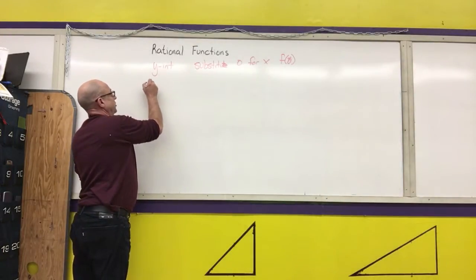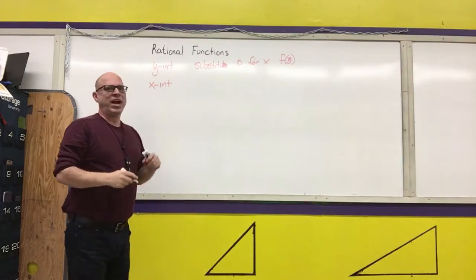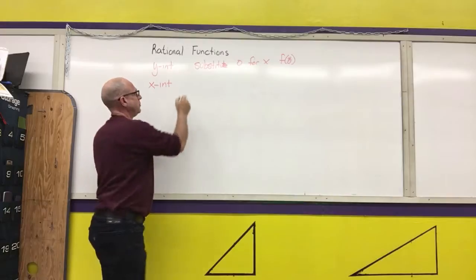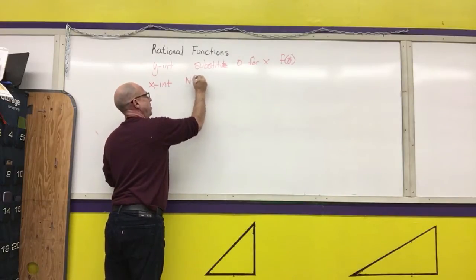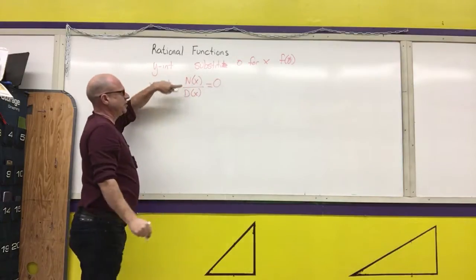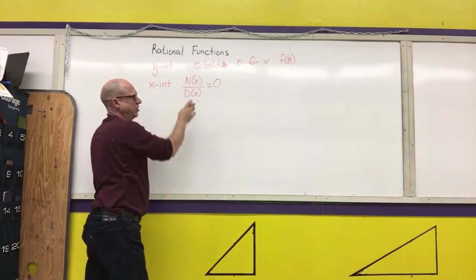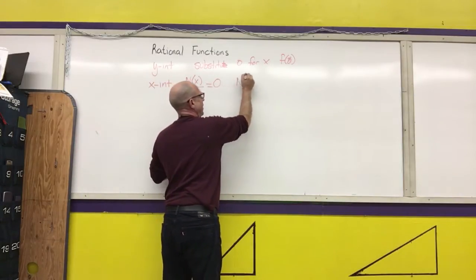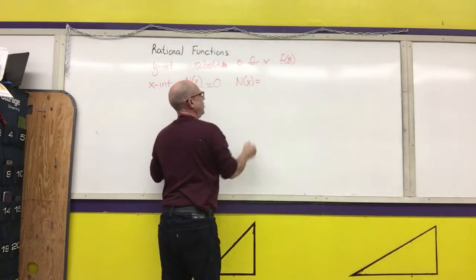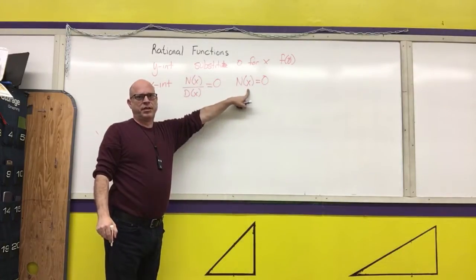The next thing you want to find is your x-intercepts. The x-intercepts are when the rational function is equal to 0. So I want to know when the rational function is equal to 0. And we know a fraction is equal to 0 when the numerator of the fraction is equal to 0. So in order to find the x-intercepts, all you need to do is find the x-intercepts of the numerator's polynomial function.